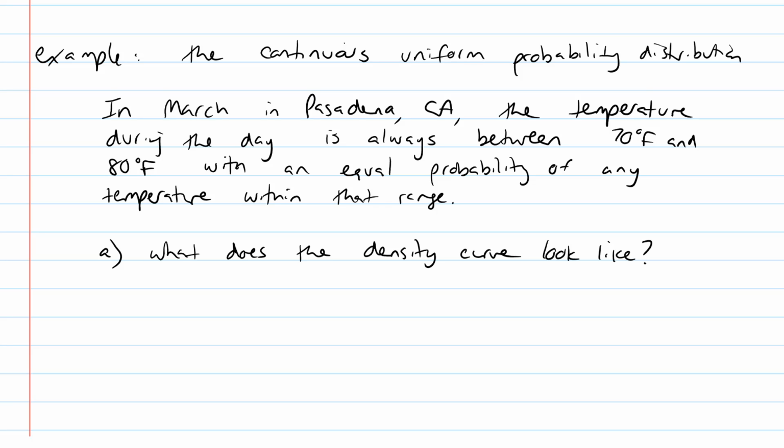So our question is, in March in Pasadena, California, the temperature during the day is always between 70 degrees Fahrenheit and 80 degrees Fahrenheit. Of course, that's not in the metric system, but when I was living down there, all of our temperatures were in Fahrenheit, so I've gone with that, with an equal probability of any temperature within that range. Part A, what does the density curve look like?